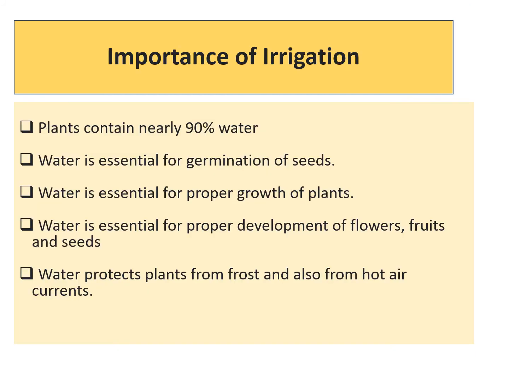Understood? Now what is the importance of irrigation? Let's understand. Plants contain nearly 90% water, right? And water is very essential for the germination of seeds. It is also essential for the proper growth of the plants, and the development of flowers, fruits and seeds. Apart from this, water also protects plants from frost and from hot air currents. So that is why irrigation is very important, right?